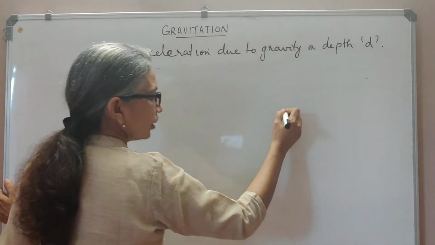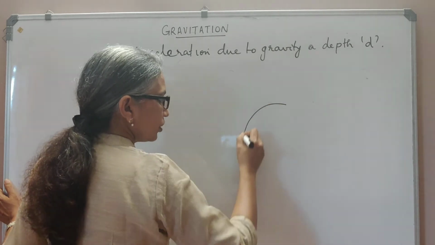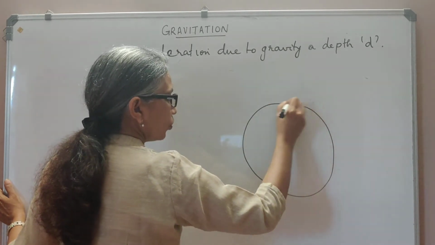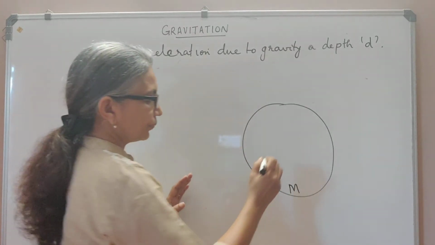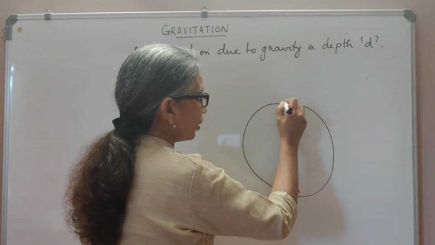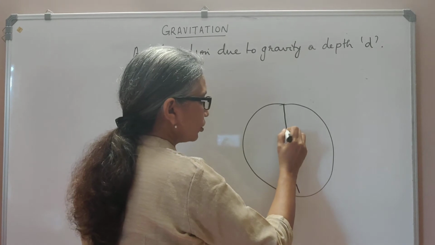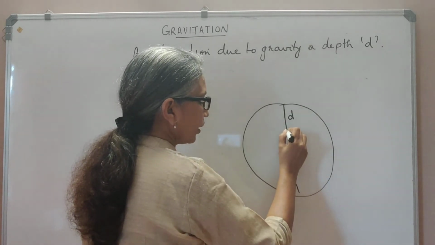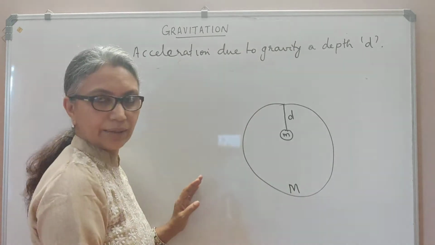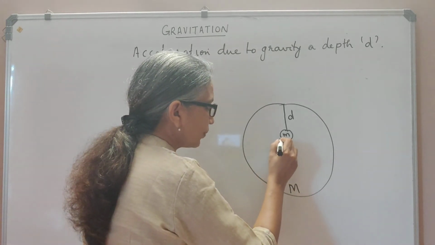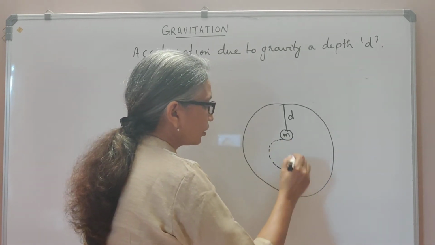So let's look at the figure. This is the earth whose total mass is M and radius is R. Now we go down into the surface of the earth to, let's say, a depth d. We place a body of mass m, and let it be a smaller mass.